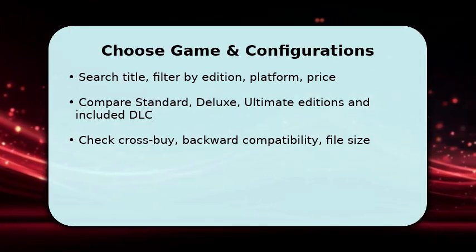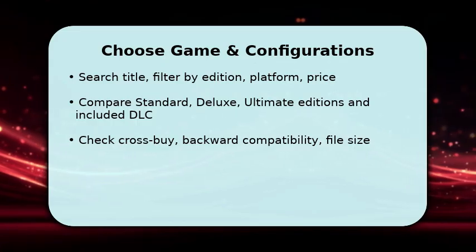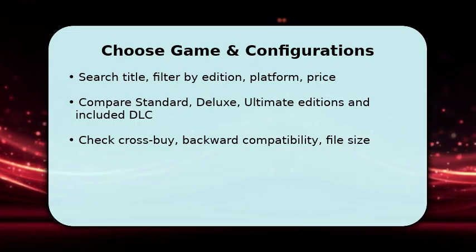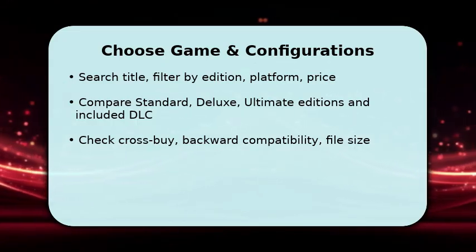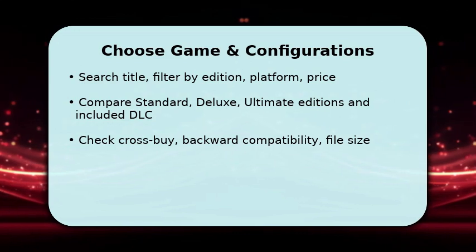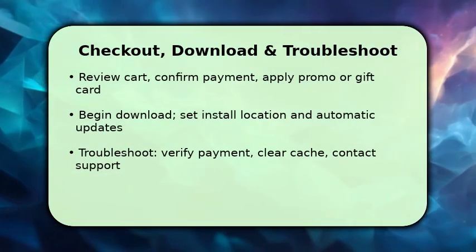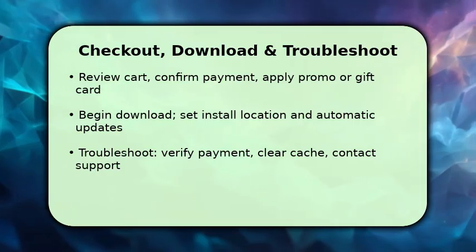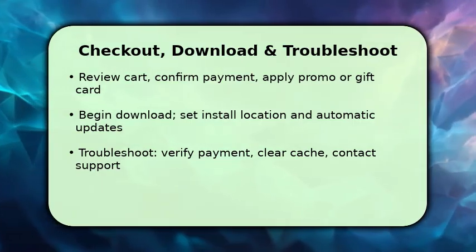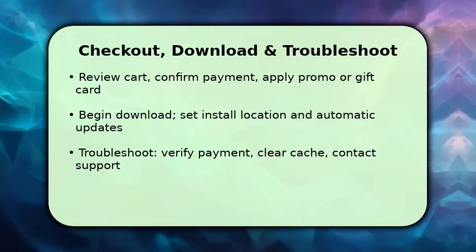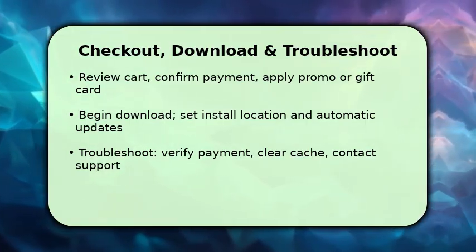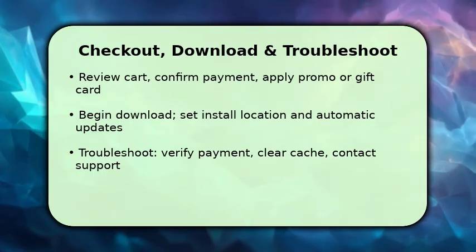If everything matches your needs, select the desired edition and proceed to add it to cart or choose Buy Now to move to checkout. You finish by reviewing the cart and confirming your payment details. Apply any promo codes or gift cards before finalizing to save money. After purchase, start the download and pick an install location and enable automatic updates to keep the game current.